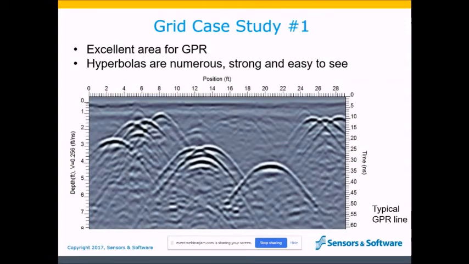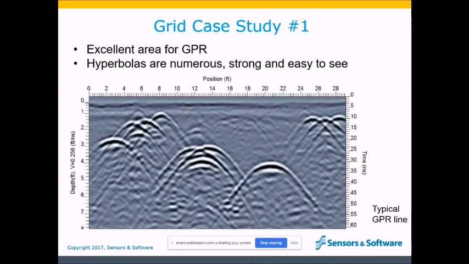Oh, I see a nice hyperbola here. It looks like the utility is going in this direction. Wait, why don't I see another hyperbola where I was expecting? Oh, here's another one. Why is it deeper than the first one? And on it goes. The locator spends all their time putting marks on the ground and trying to connect the dots and make sense of the site.